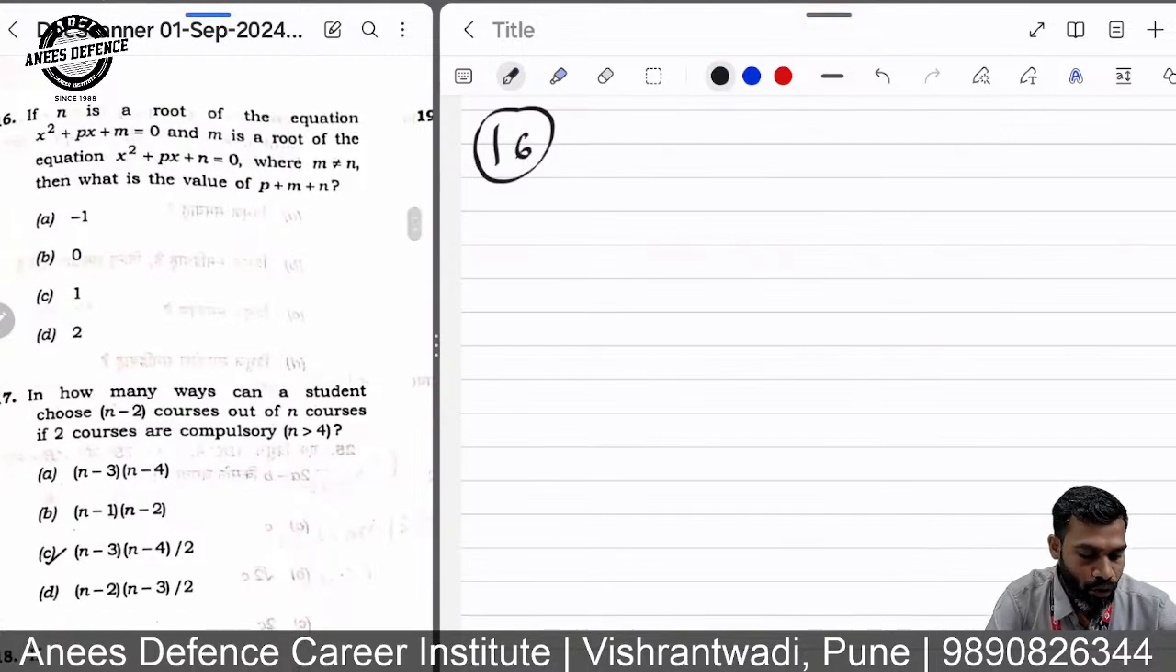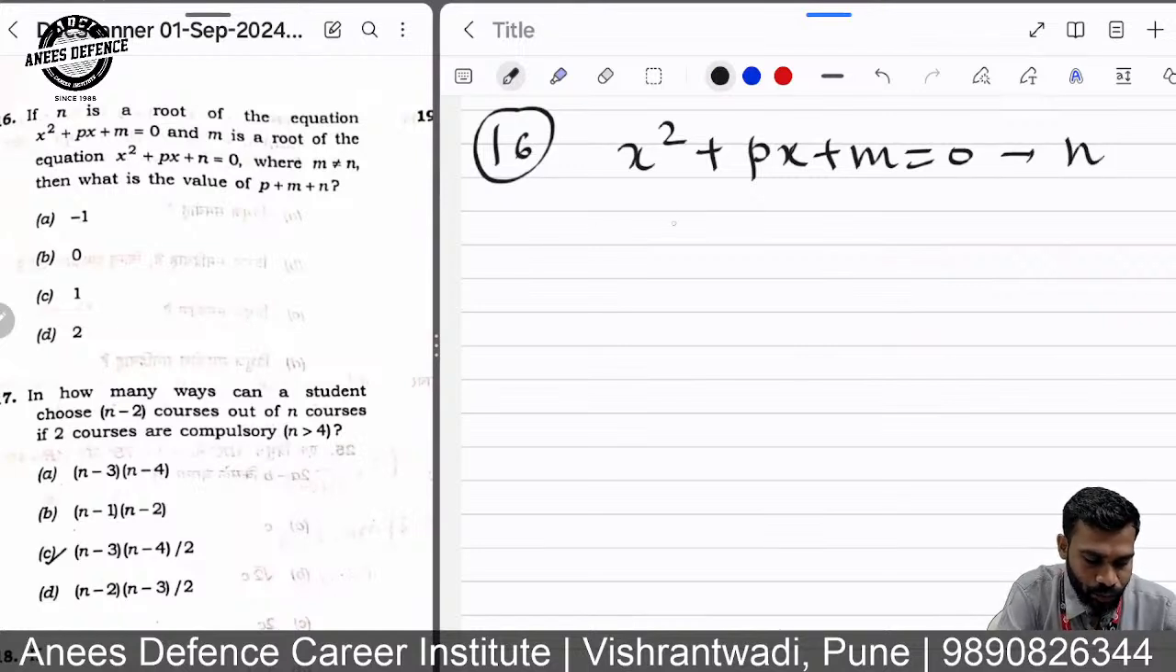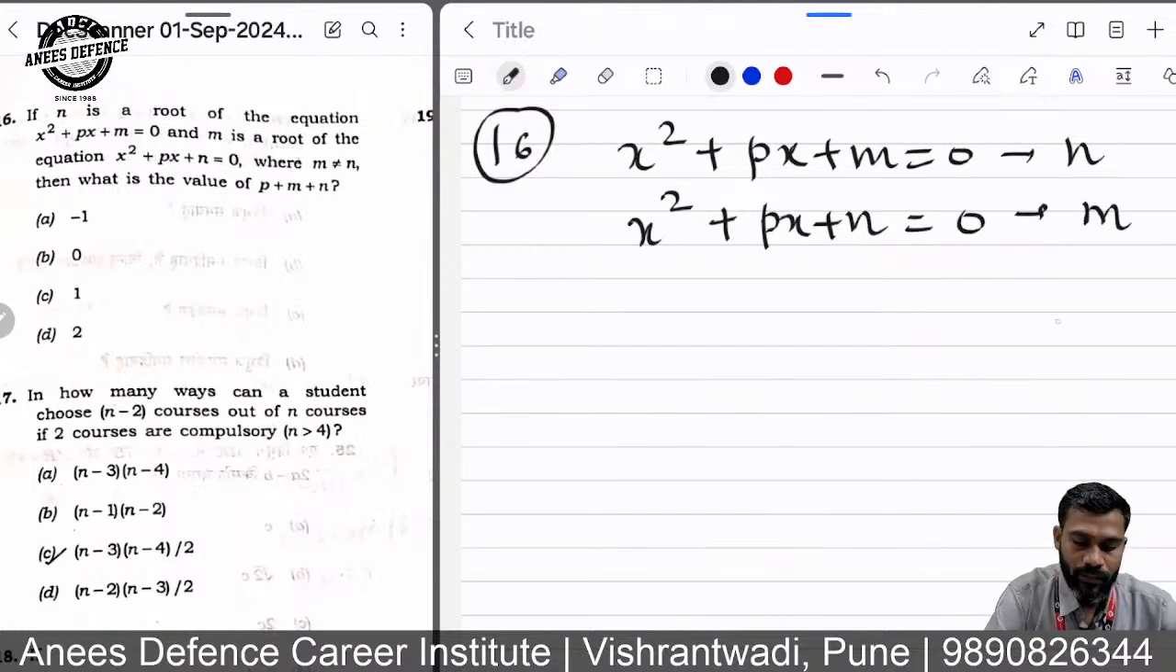See, if n is a root of the equation x square plus px plus m is equal to 0, the root of this equation is n. Similarly, one of the roots of the other equation x square plus px plus n is equal to 0 is m, right? And they are asking the value of p plus m plus n.